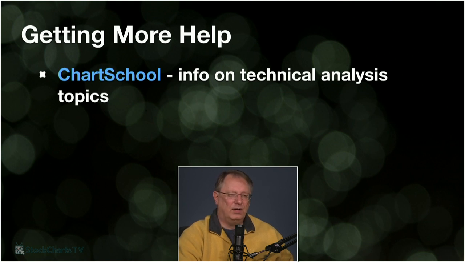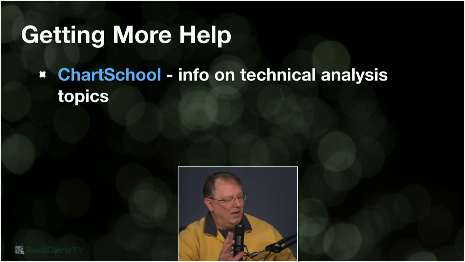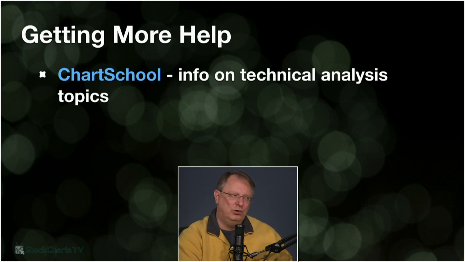You might start reading about one thing, and then you click on a link, and now you're reading about another thing, and then you're clicking on a link, and you're an accidental ornithologist by the end of it all. But every single indicator that we have on our site is documented in Chart School, usually including a description, the history of the indicator, the mathematical formula of the indicator, and often even an Excel spreadsheet showing you the actual calculations of the indicator as well. So Chart School is the place to go.